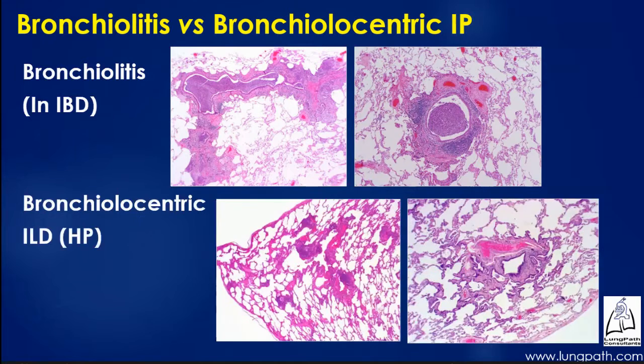But what about this case? This is a bronchiolocentric interstitial pneumonia. This is hypersensitivity pneumonitis. Why is this an interstitial pneumonia? Well, part of that is due to the fact that clinically this patient has an interstitial pneumonia.